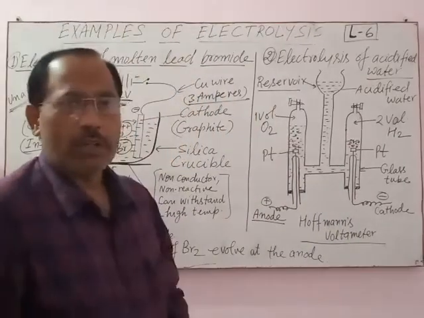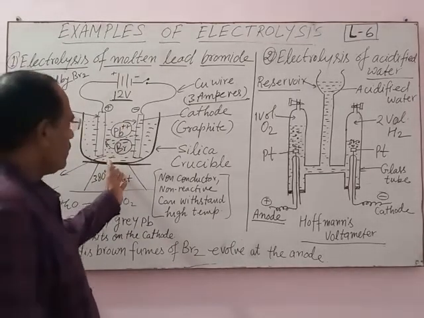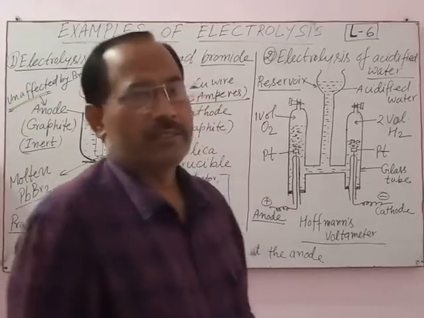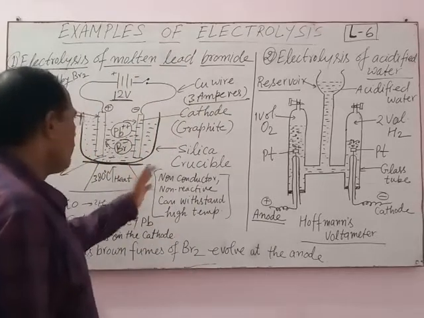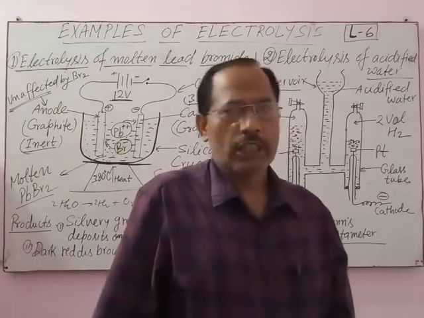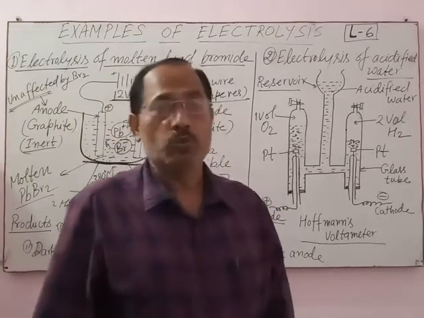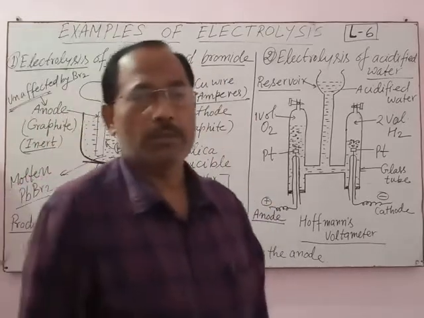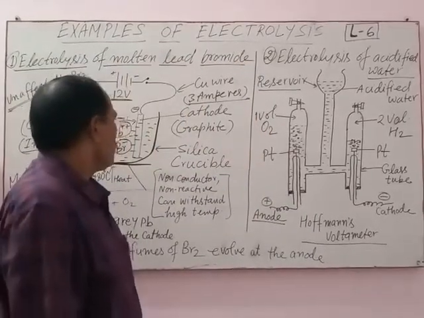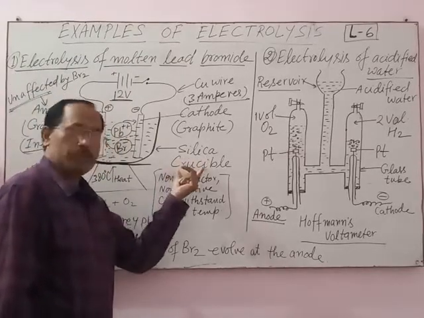During the electrolysis of molten lead bromide, a non-conducting vessel, means the electrolytic cell, is made up of silica crucible. An electrolytic cell made up of silica crucible is used for the electrolysis of molten lead bromide. Why is this electrolytic cell preferred? Why only silica crucible is preferred?